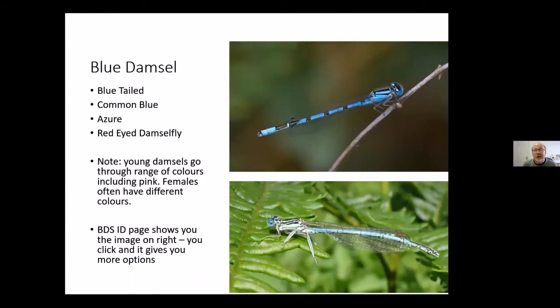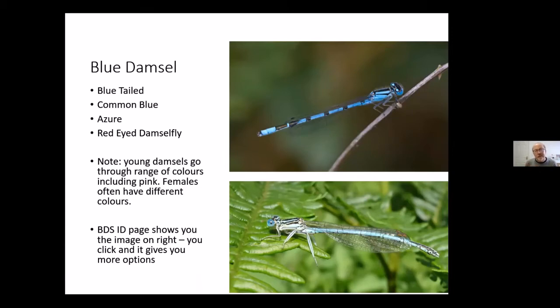Blue ones, though, are the quintessential damselfly. And many people assume that when they see one of these blue ones flying around, and they see them on the television, and they see them on their walks, they are the same species. But there are actually 4 types of blue damselfly in the centre of England. The blue-tailed, the common blue, the azure, and the red-eyed damselfly.